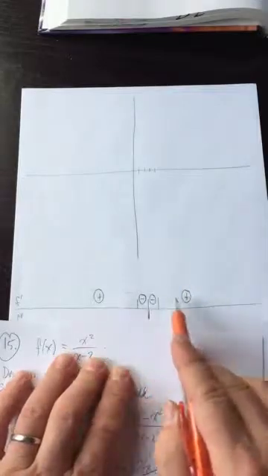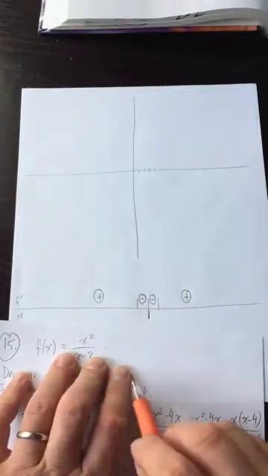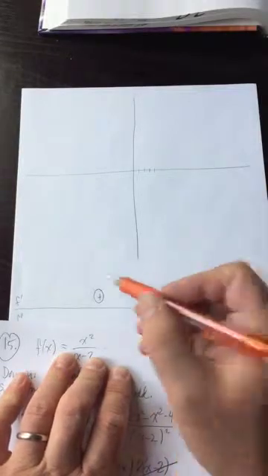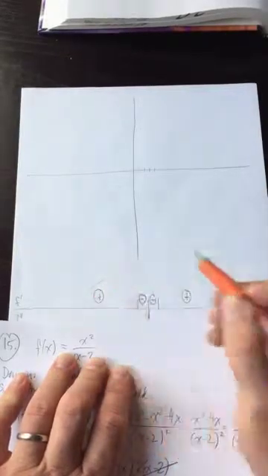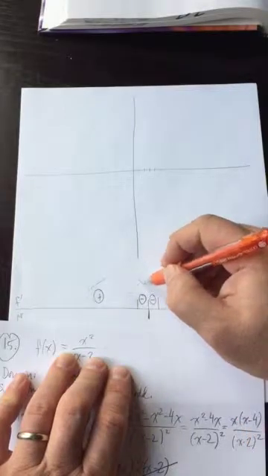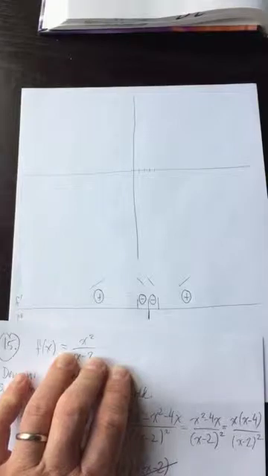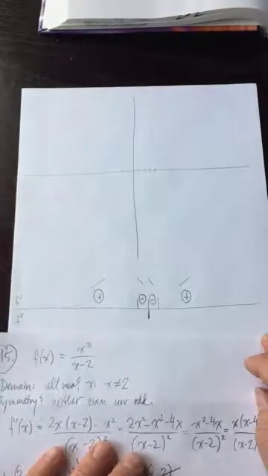So these positives and negatives indicate the slope, whether the function's increasing or decreasing. So I can put a little reminder here that this means the function is increasing there, decreasing here, and increasing here. Those are my increasing, decreasing slopes.